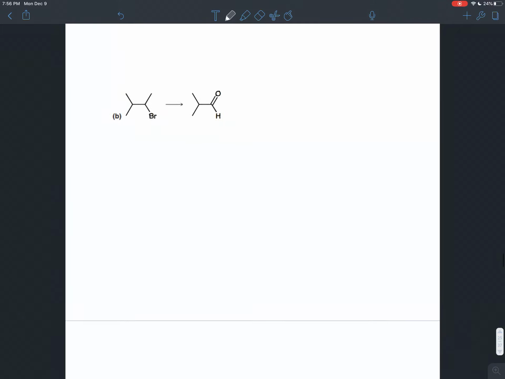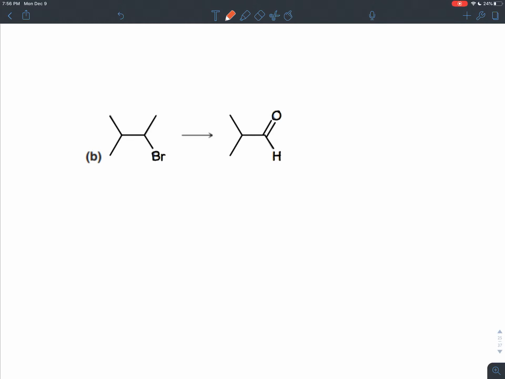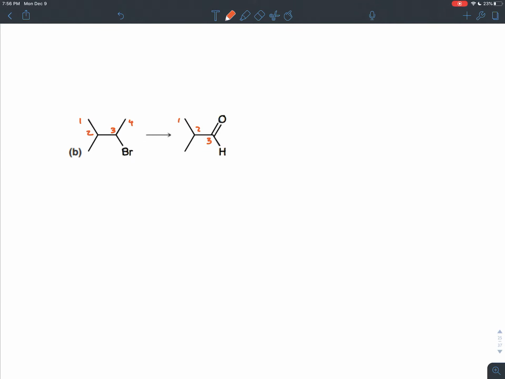Okay, let's try B. If we look at the number of carbons here, we have 1, 2, 3, 4, with a methyl group coming off of 2. And here we only have 1, 2, 3, with a methyl group coming off of 2. So the number of carbons went down. Well, we only know one way to reduce the number of carbons, that's ozonolysis. The problem is, in order to do ozonolysis, we need a double bond, at the very least. And here we have all single bonds.